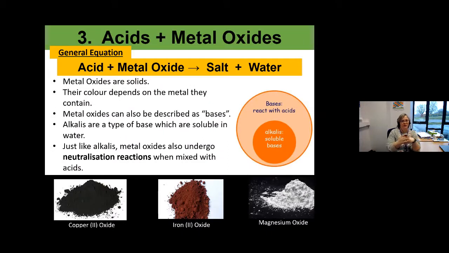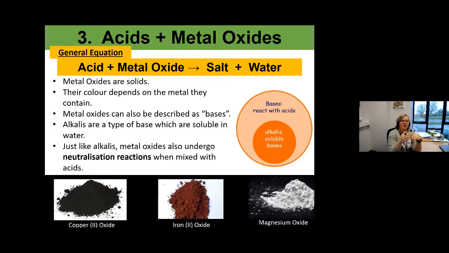Third type of reaction. As I said, there are four that you have to be familiar with. Okay, so the first one there was MASH, so we've gone over that. Second one was the AZU, so the alkalis, and this one we're focusing on metal oxides. Now the key thing here is that metal oxides are usually described as bases. Okay, alkalis are a type of base which are soluble in water. So metal oxides aren't always soluble, and in fact often they're not soluble.